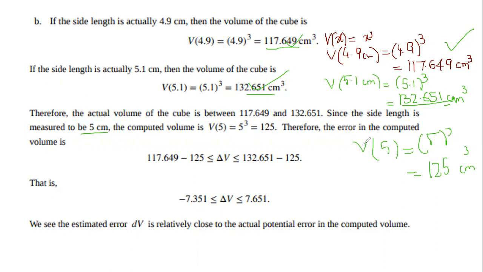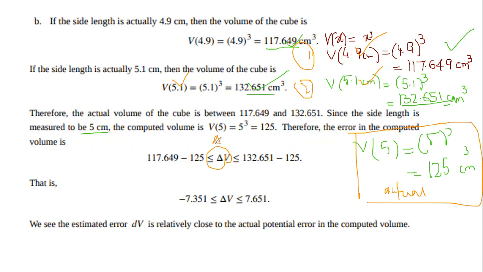Okay, now this is the actual value. And these two, parts 1 and 2, are the approximated values at 4.9 and 5.1 respectively. Therefore, for the error, delta V will be my approximated value, that is 132.65 at 5.1, minus the volume at 5, which I find is 125.